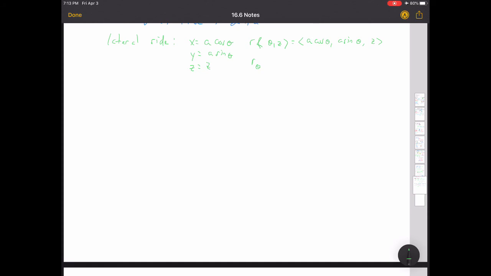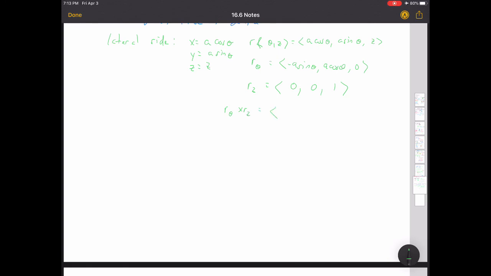R sub theta, the partial of this thing with respect to theta, is negative a sine theta, a cosine theta, and then 0, because z has no thetas in it. And then r sub z, this is going to be the easier one: 0, 0, 1. Alright, so now we're going to take the cross product, r sub theta cross r sub z.